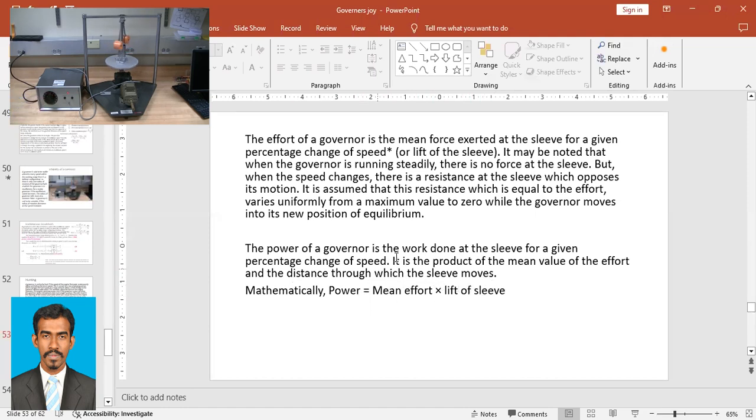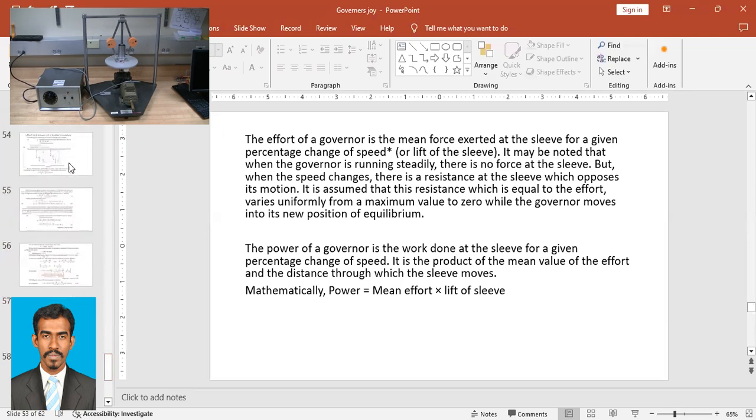If the sleeve is moving, there should be some distance from h1 to h2 or x1 to x2 through which the sleeve moves. That distance into this effort, which is the effort the governor puts in to change its position. So mathematically we can write power P is equal to mean effort into lift of sleeve.